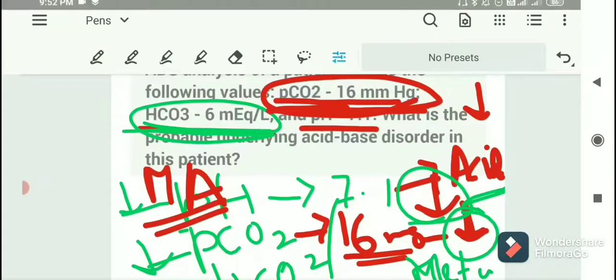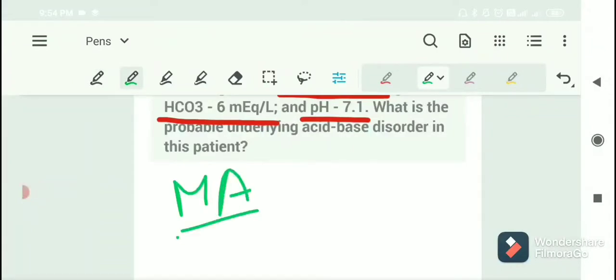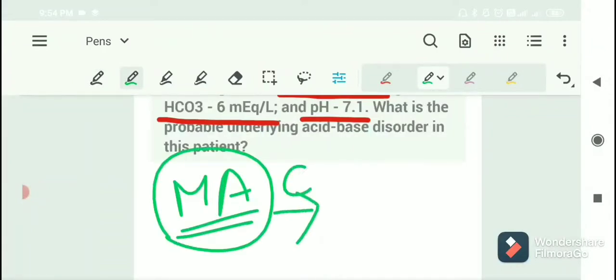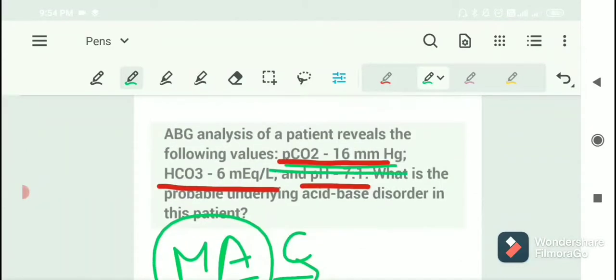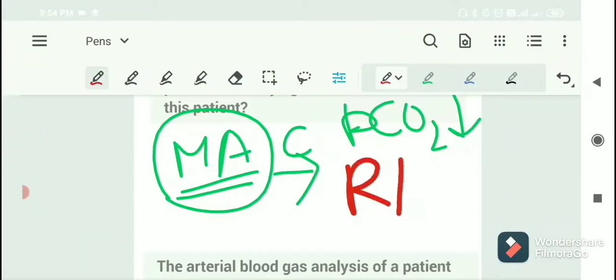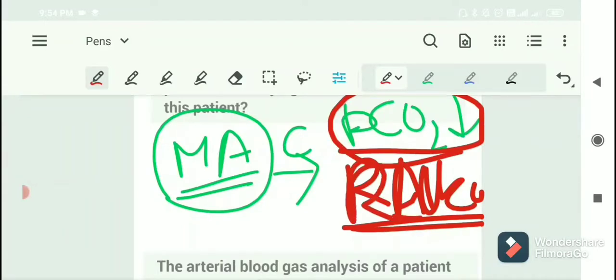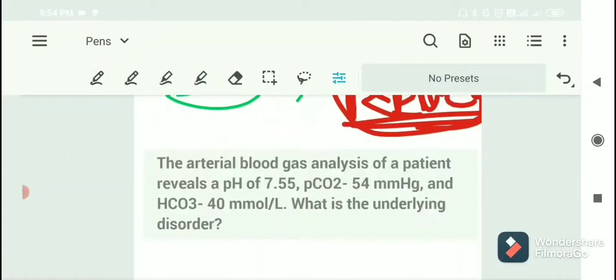So now this is metabolic acidosis with compensation, that is compensation has been done by alkalosis, right? PCO2 has decreased, that means the compensation is respiratory alkalosis. As PCO2 has decreased, this will be alkalosis, so this is respiratory alkalosis as the compensation. Okay, now this problem is done.